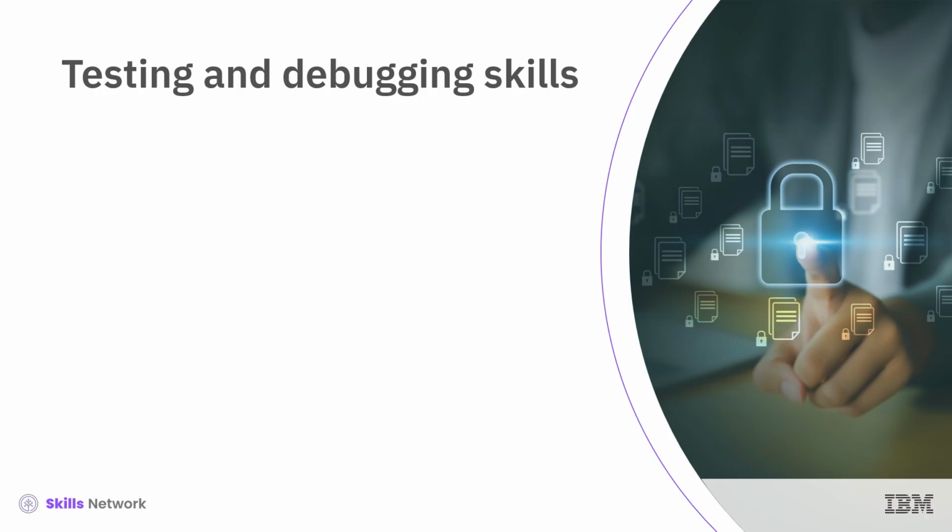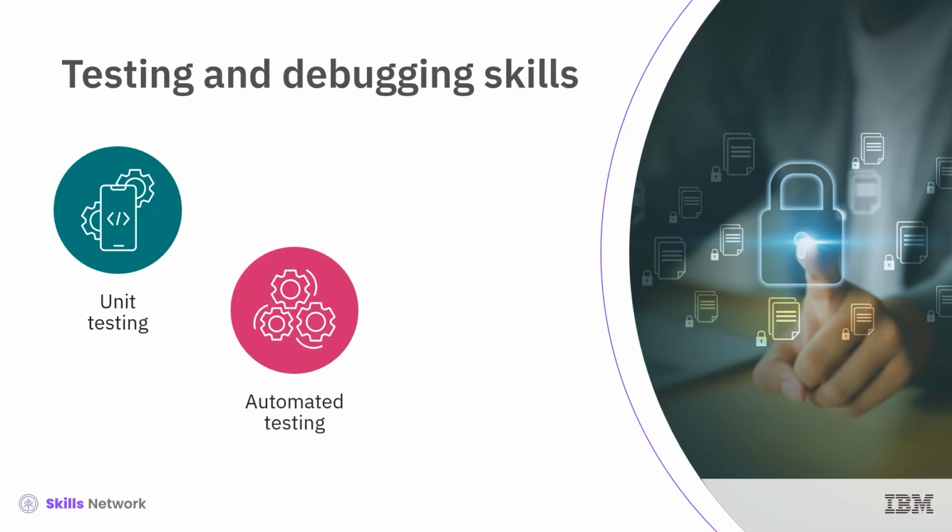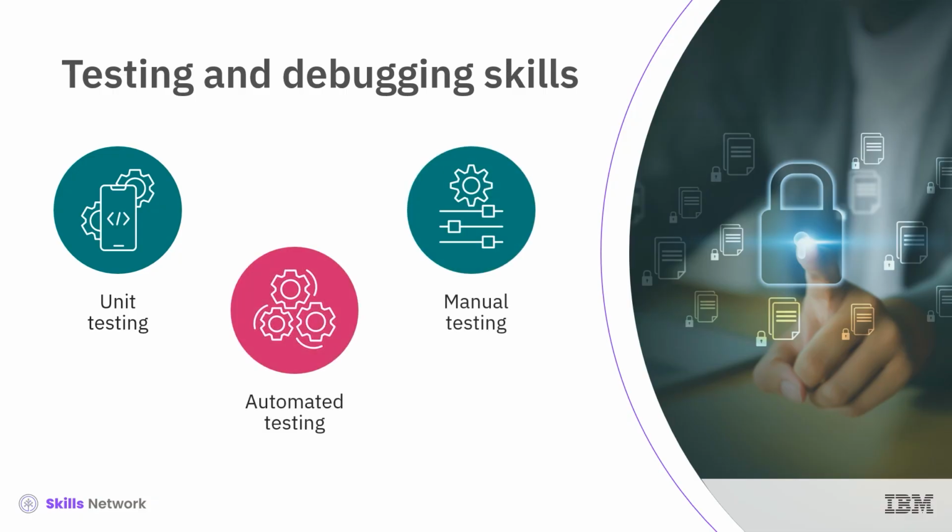As a mobile developer, you must have the ability to test, debug, and fix your code. You should be well-versed with unit testing to test individual components of your app to ensure they work correctly, automated testing tools to automate the testing process, manual testing to catch issues that automated tests might miss, and learn how to identify and fix bugs in your code.